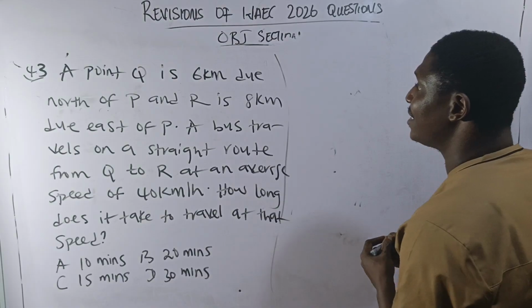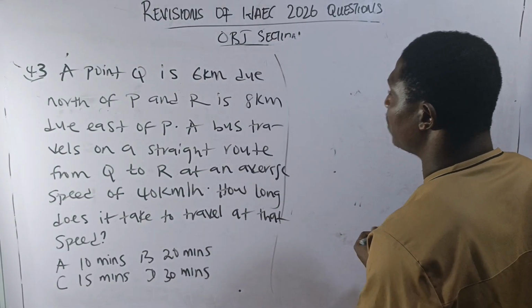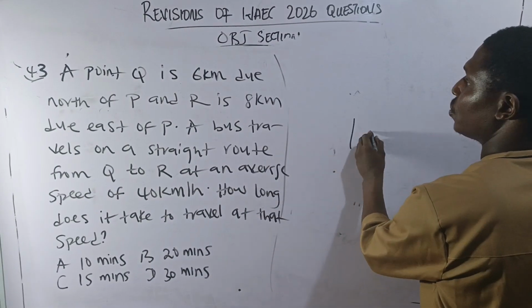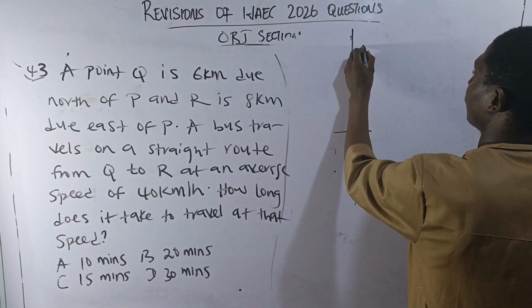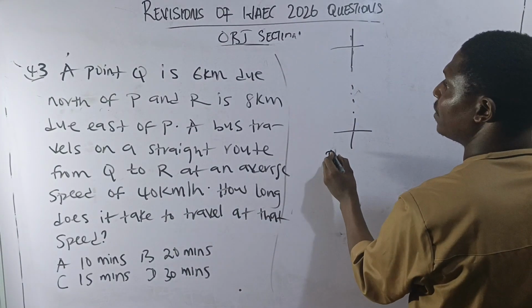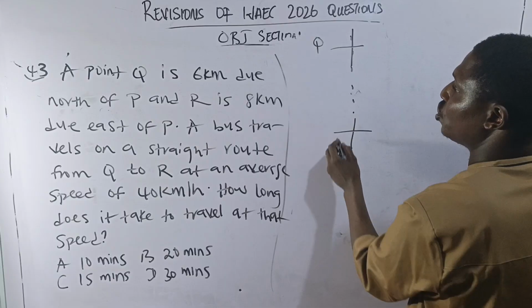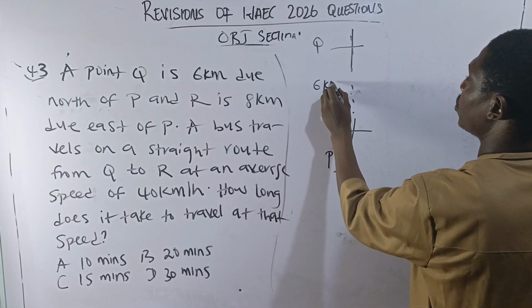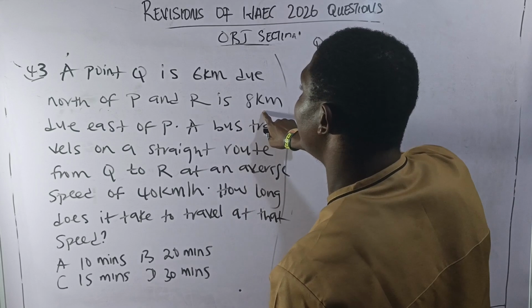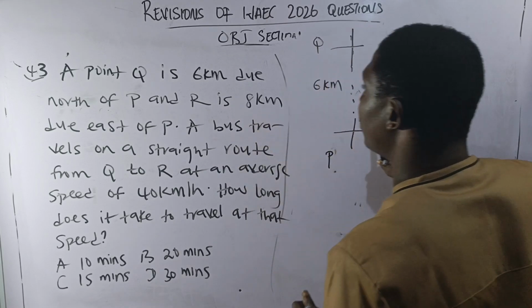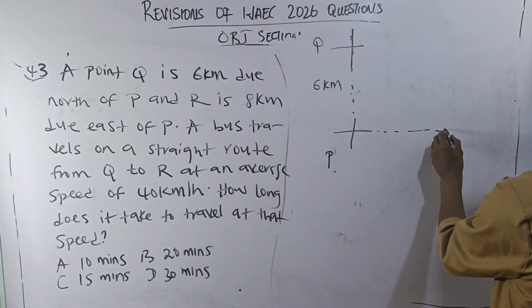A point Q is 6 km due north of P. So, due north of P. This is my P. This is P. So, this becomes Q. This is 6 kilometers. Now, R is 8 km due east of P. Is this east of P?